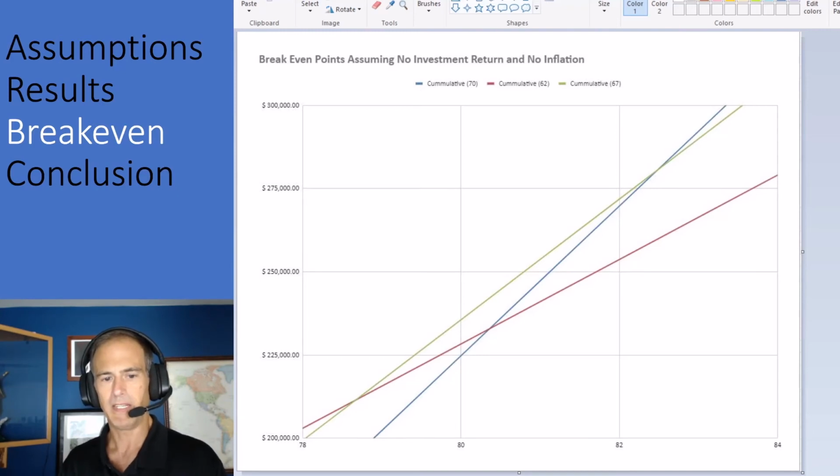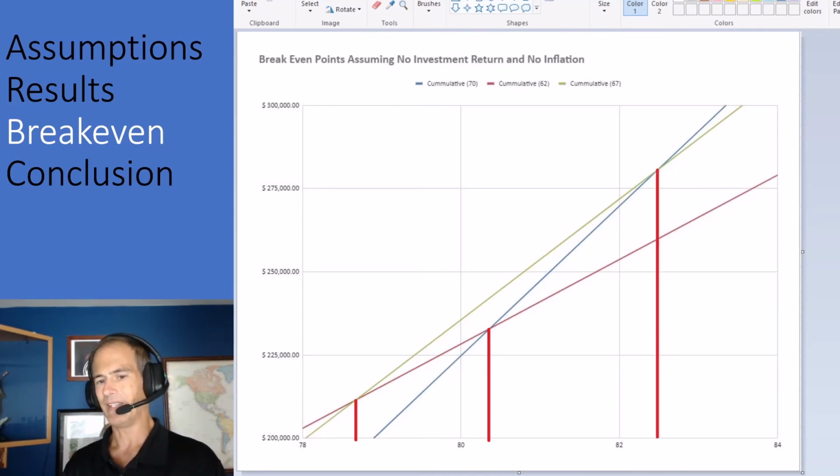The first break-even is just under age 79 for collecting at 62 versus 67. The second break-even is between 80 and 81 for collecting at 62 versus 70. And finally, the last break-even is between 82 and 83 for collecting at 67 versus age 70.